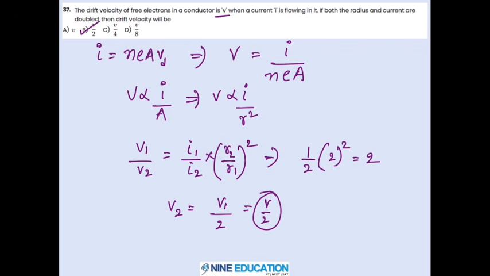Now you may be asking, why is N not changing, number of electrons per unit volume? Because volume also changes if the radius changes. Obviously, volume is pi r square h. So radius becomes doubled and the volume becomes 4 times. Then why is the number of free electrons per unit volume not changing? See, when volume becomes more, then the number of free electrons also increases. Therefore, number of free electrons per unit volume will stay constant. Next question.